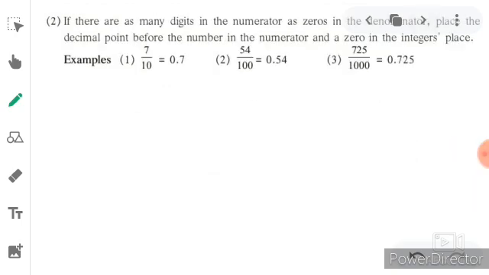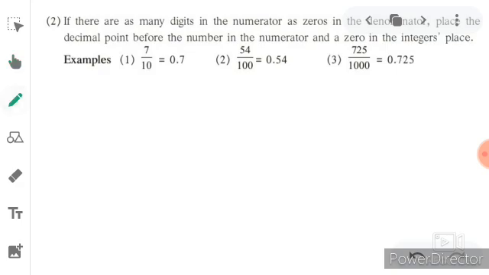Now the next method. If there are as many digits in the numerator as zeros in the denominator, means the number of zeros is equal to the number of digits present on the numerator side, then place the decimal point before the number and write 0 in the integer place.